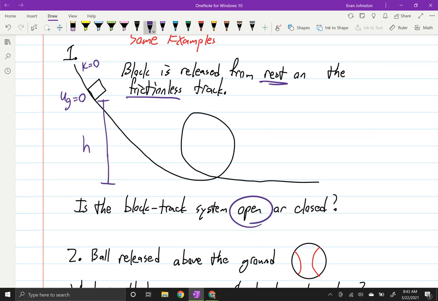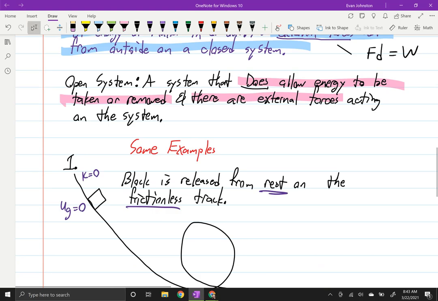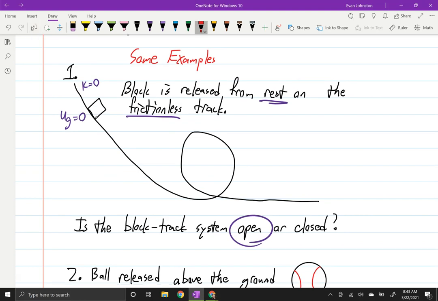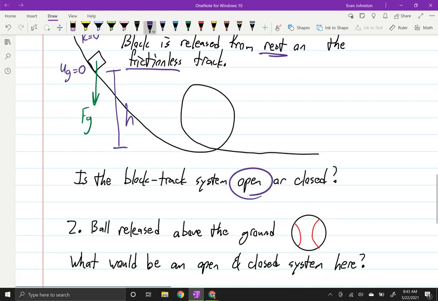And the reason I say it's open, and this is where hopefully some of the dots start clicking and pieces start coming together, is because there is an external force. I said open, there are external forces that act. Since we're not including Earth here, there is this external force of gravity, and the block is in fact going to drop down some distance, right? So as it falls from here to here, it's going down some height, and there's a force acting on it.